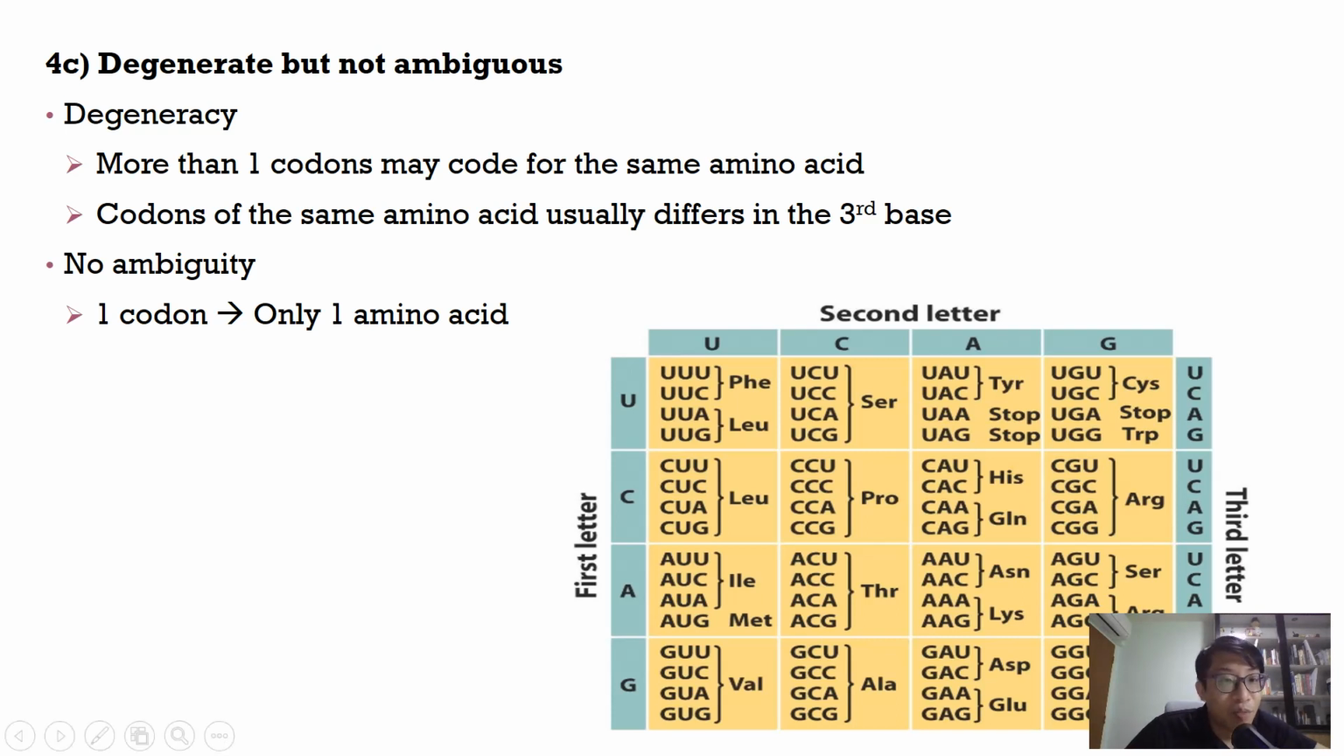Okay, I hope this is not too confusing. If I look at, say, CUU, CUU can only code for leucine. It doesn't code for something else. But if I look at leucine, it has more than one codon. It has 6 codons that code for the same leucine. Okay, so that's degenerate but not ambiguous.